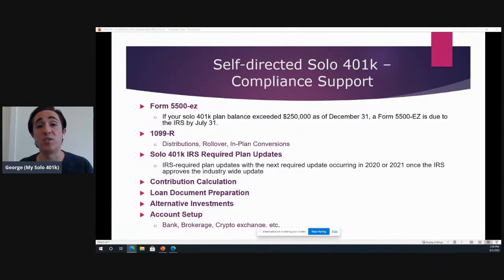So the answer is yes. You can transfer it from a voluntary after-tax sub-account to a Roth IRA. And so our plan does support that. That is, again, a reportable event, just like if you were to convert it to the Roth 401k sub-account, and we will handle that 1099-R as part of our services for no additional charge. So great question. I appreciate all the questions. No worries on the grammar.